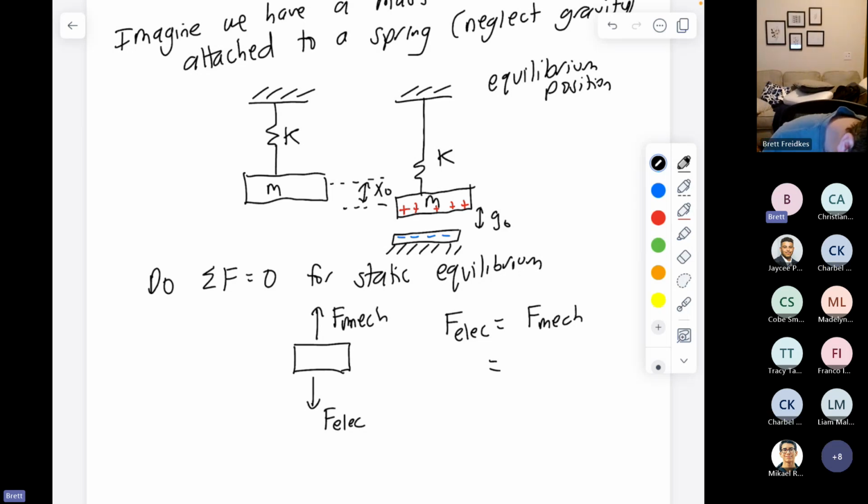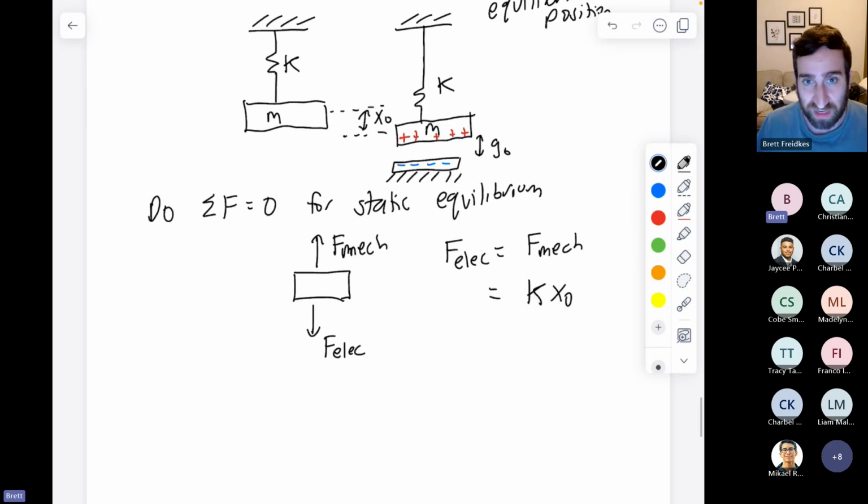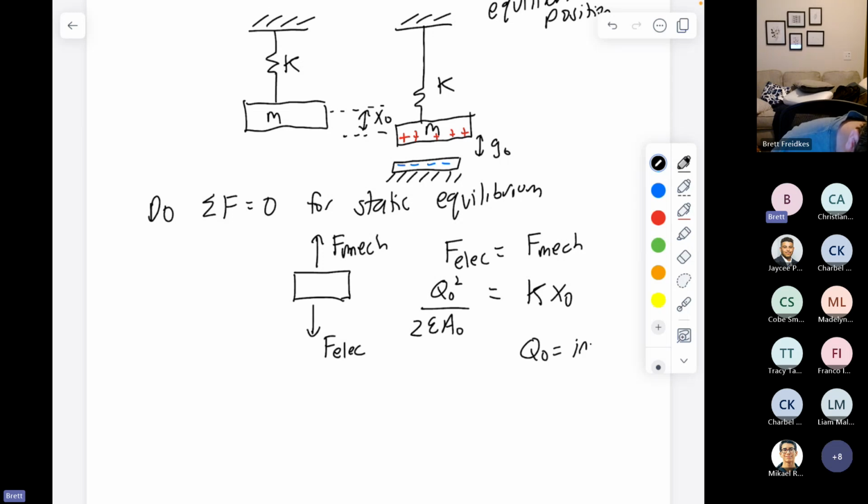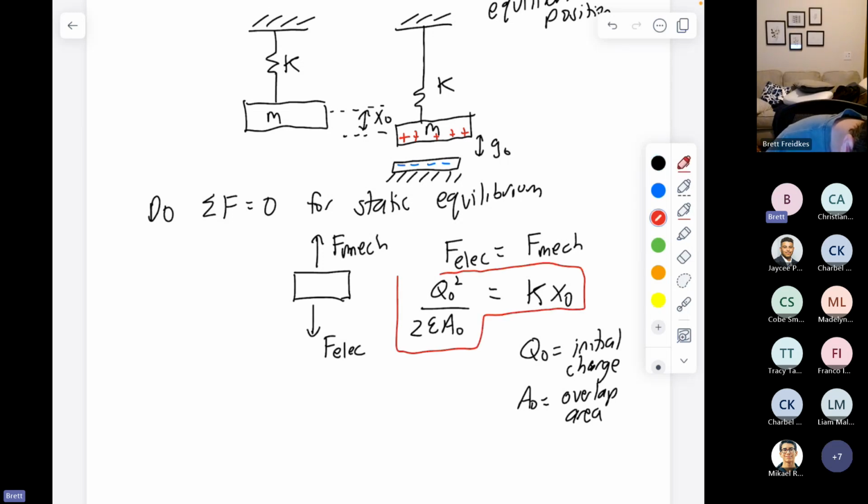This mechanical force is the stiffness times the amount that the spring is deflected, which we just said, because of that attraction, is deflected by x naught. And the electrical force is an equation that I'm not going to derive. We're just going to write out what it is. This electrical force ends up being the charge on the plates squared over 2 epsilon A naught. So Q naught is the initial charge, and A naught is the overlap area. This will become useful shortly.